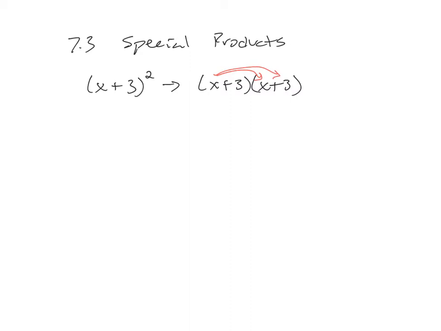So x times x is x squared. x times 3 is 3x. 3 times x is 3x. 3 times 3 is 9. What makes it a special case is that it's the same thing in each parentheses, so that's part of it. But then you're also going to have the same thing here in the middle, 3 and 3. And so then we would get 3x plus 3x is 6x plus 9.